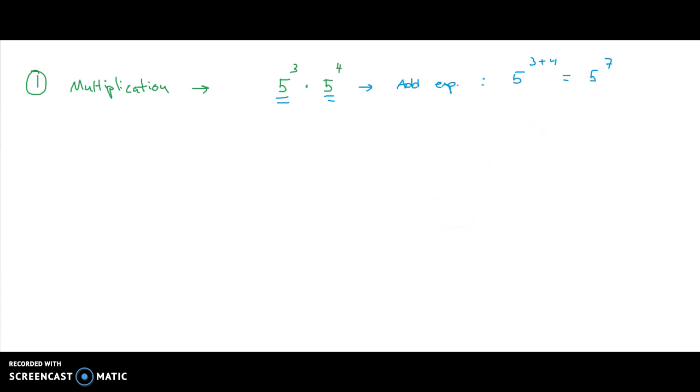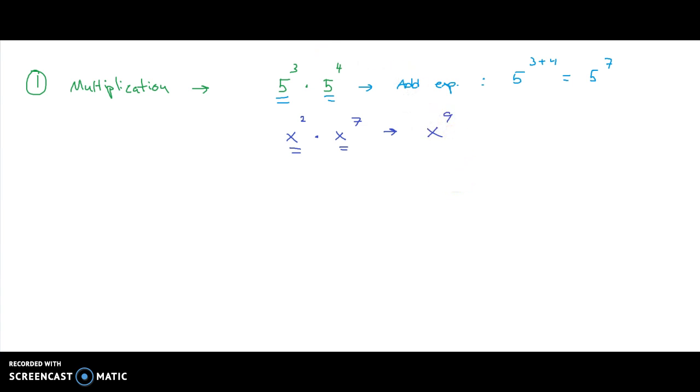Okay? The same thing goes when you have, say, variables, like in algebra. Let's say I had x squared times x to the 7th. The bases are the same, right? We're dealing with an x for both of them. So we would just simply add together 7 and 2. That would get us to x to the 9th.